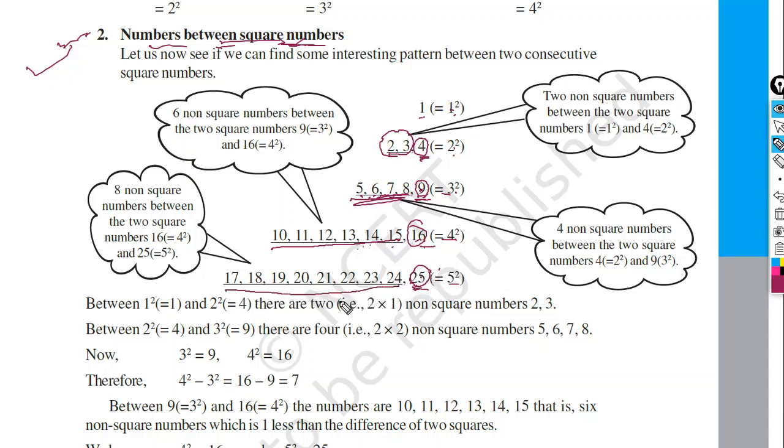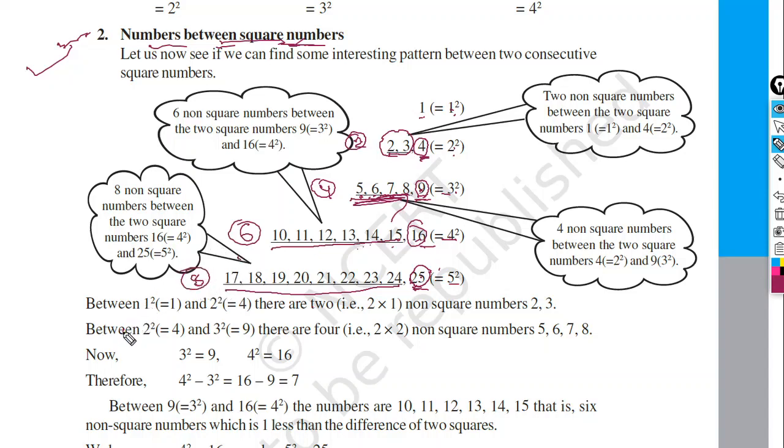Now, if you count the numbers, you will find a very interesting pattern in it. How many numbers are there? 2 numbers. Here you see how many numbers? 4 numbers: 5, 6, 7, 8. 3 square is itself 9 and 2 square is 4. The numbers in between are 5, 6, 7, 8. And here, if you count, it will be 1, 2, 3, 4, 5, 6. And if you count here, it will be 8.